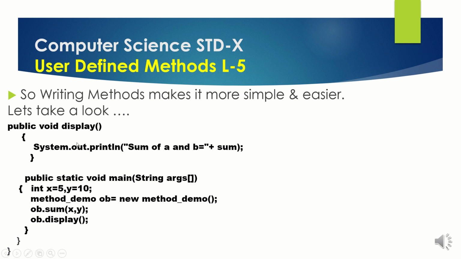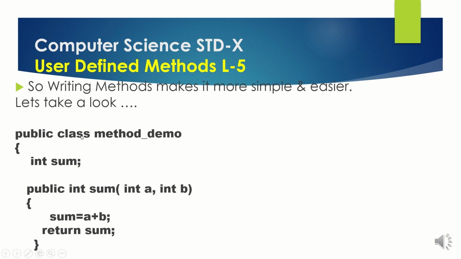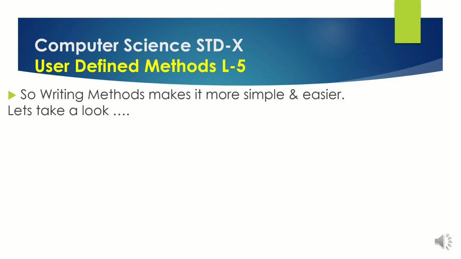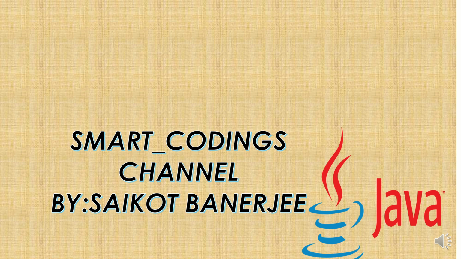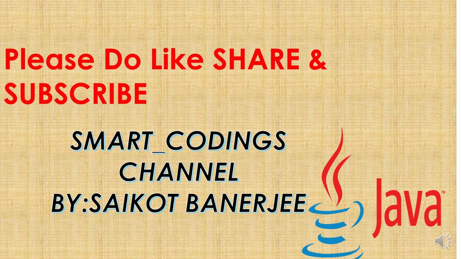So these are the blocks of code, a display method, and you can see over here a sum method. All these are non-static methods, that's why they must be called using an object of the class.